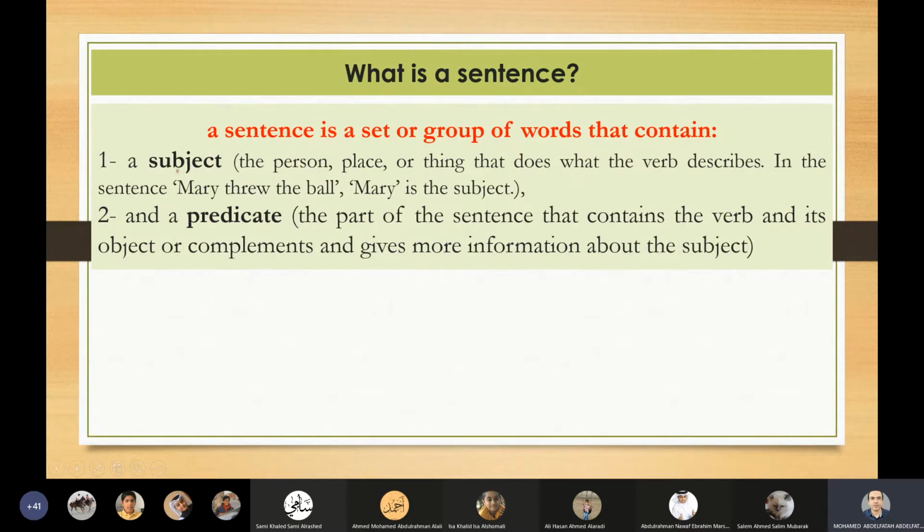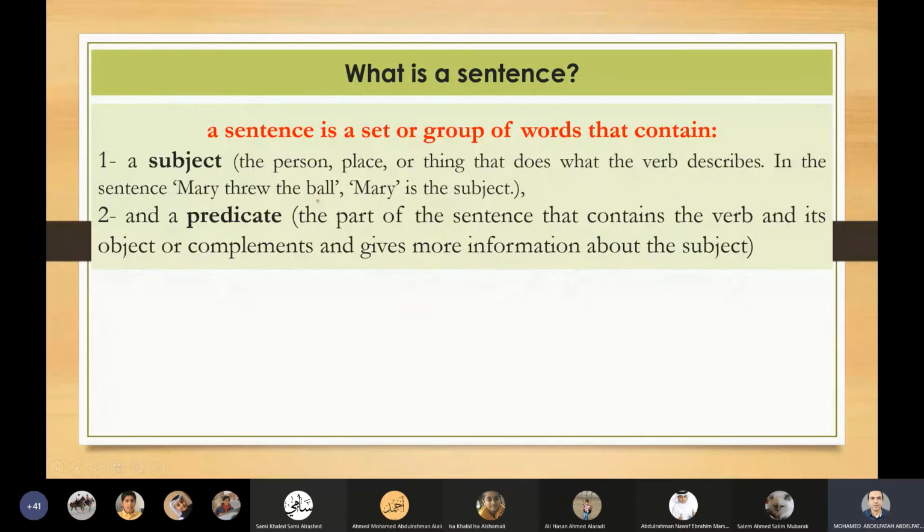Teacher, what is the meaning of the subject and what is the meaning of predicate? In Arabic, I think you know what is the meaning of al-mubtada wal-khabar. The same in English. The sentence in English should have a subject and a predicate. Mubtada or al-fa'il, the subject, and the predicate al-khabar. The subject is the person, the place, or thing that does what the verb describes. For example, in the sentence, Mary threw the ball, Mary here is the subject of the sentence. She is a person. So Mary is the subject of this sentence. Mary threw the ball, Mary is the subject.